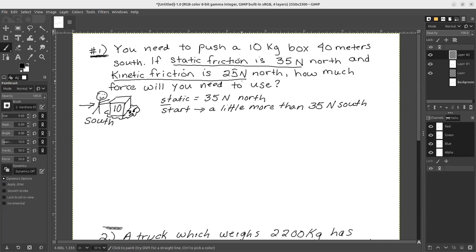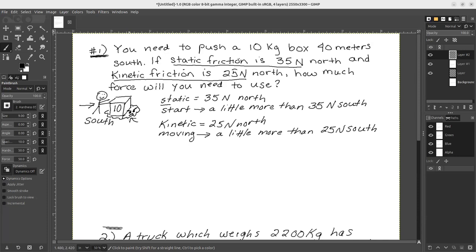Kinetic friction is 25 newtons north. So once you start it, it's just barely creeping along. So kinetic means moving friction. It's 25 newtons north. Remember, kinetic, when you see it, it always means moving. So in order to keep it moving, you will need a little more than 25 newtons south. So it's just going super, super slow. But that fights against our friction down here, our evil friction blob.